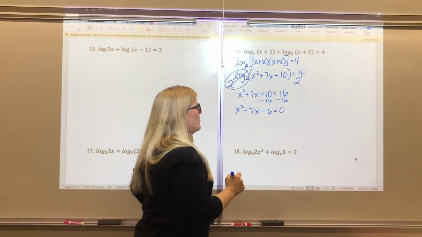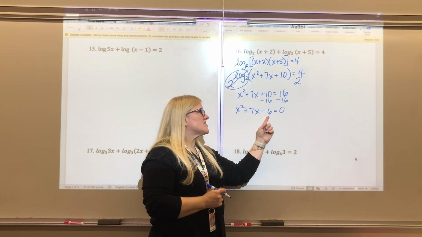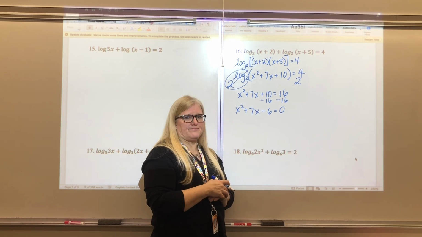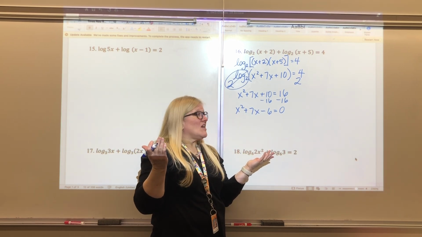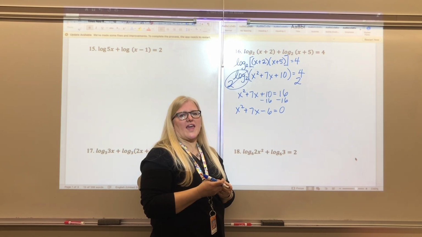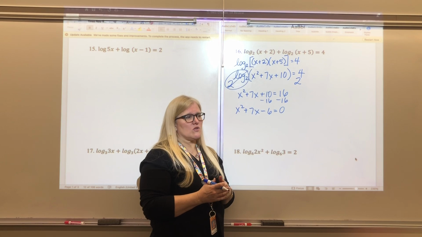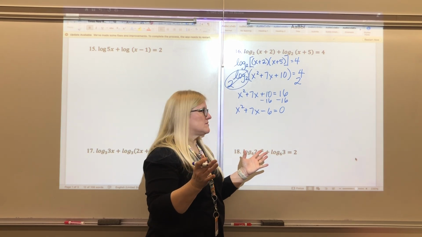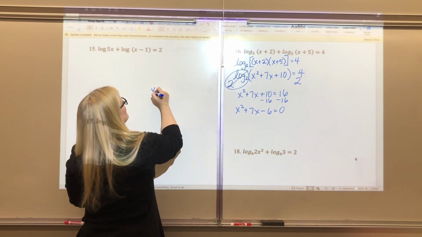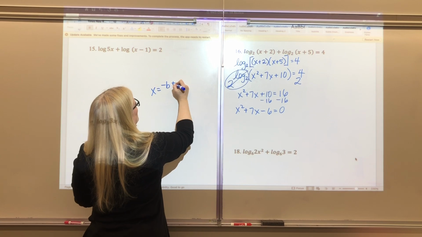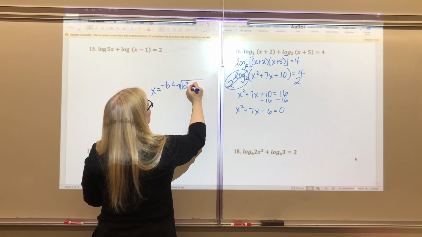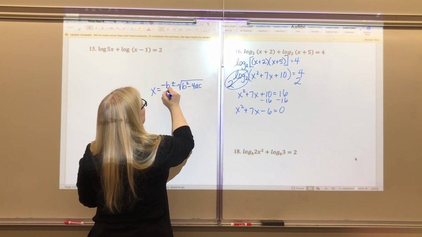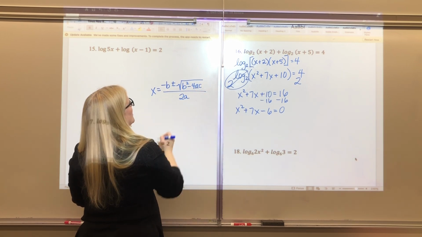All right, so what multiplies to give me negative 6 and positive 7? Nothing, right? So what is the one thing I can use that always works? I can use it anytime. The quadratic formula, x equals negative b plus or minus the square root of b squared minus 4ac all over 2a.